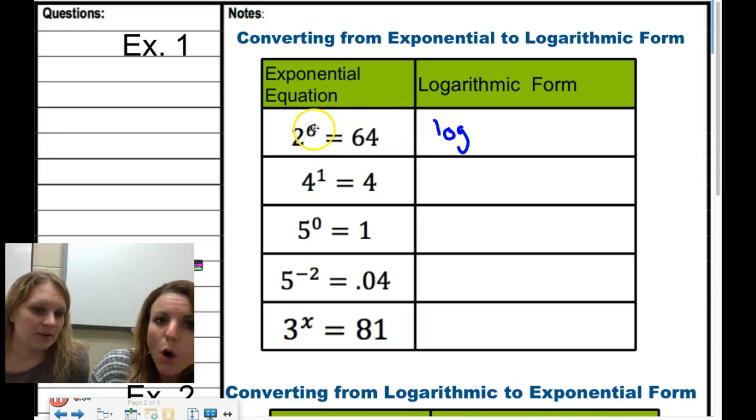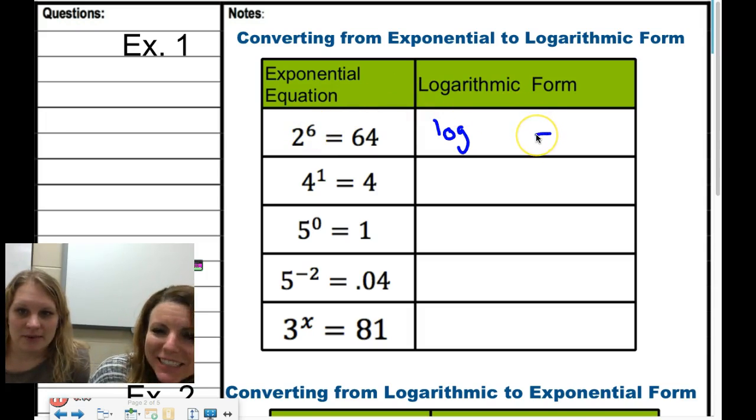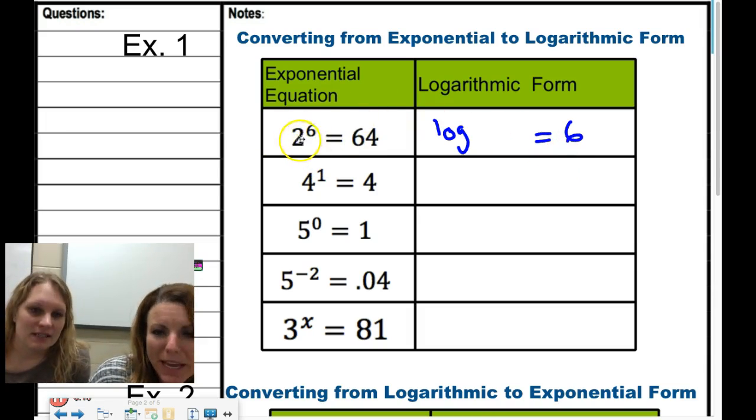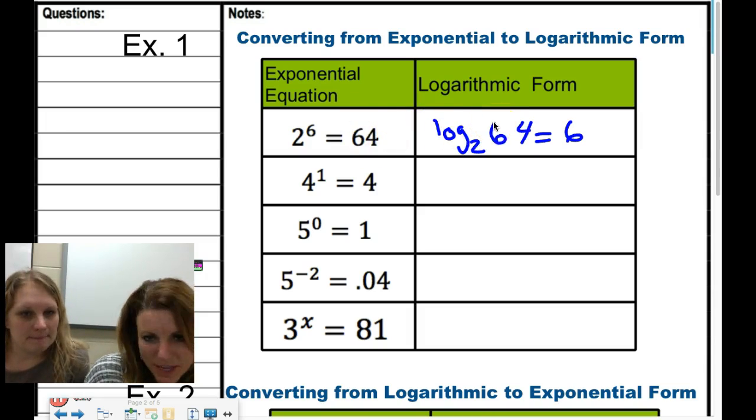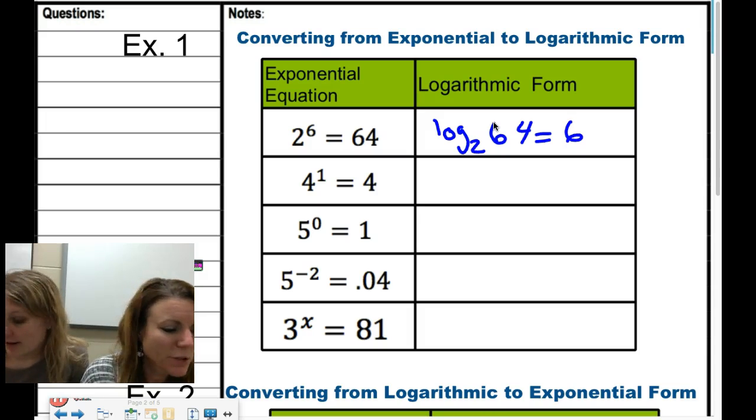We said the exponent always equals the log, so I'm going to just write that one right away. So the exponent goes there. Now this base is the little number, so it goes on the bottom. And what's left is 64, what we didn't use, goes right here. And I like the order that Miss Boyd did that in. Okay, let's do the next one.